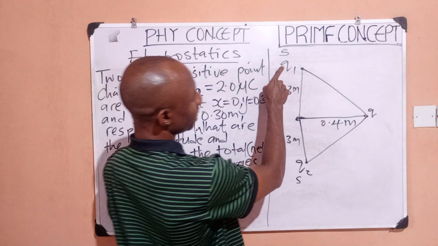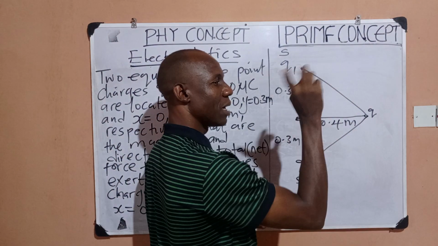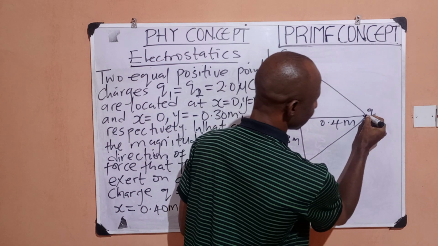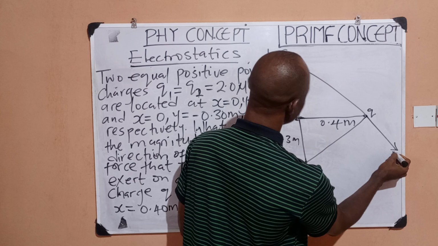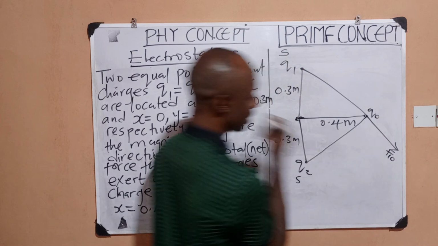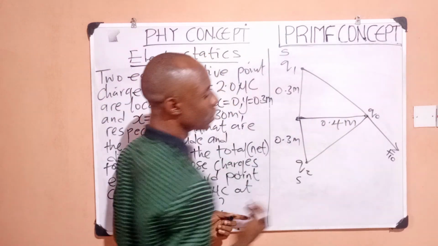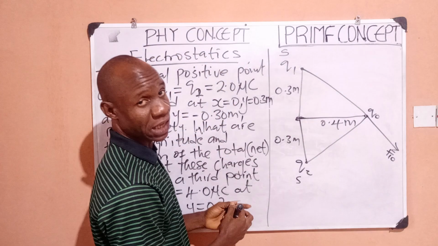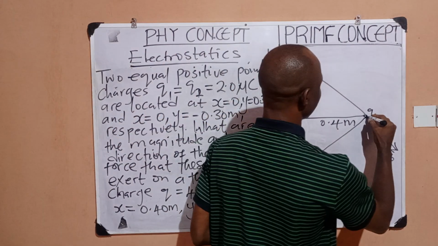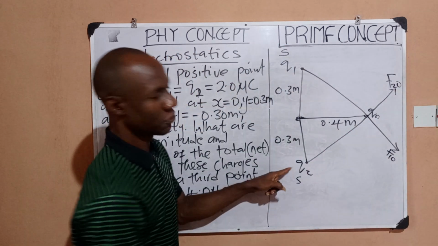Now, for this positive and this positive, you're going to have a repulsive force. And remember, repulsive force usually points away from the source. So I'm going to indicate that like this. So this is my F1. Okay, let's call this Q0 so that we can say F10. Now, you check the same thing, your Q2 and your Q0 still are positive charges. So you're going to have repulsive force away from the source. So I'm going to still denote this like this. So this is F20, away from the source.